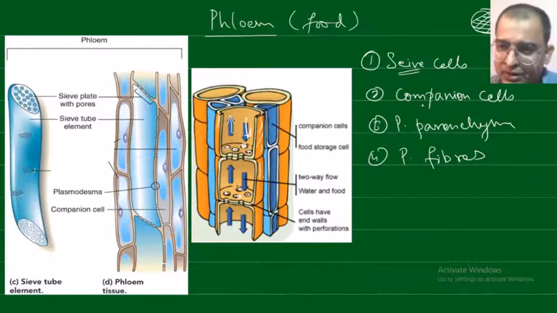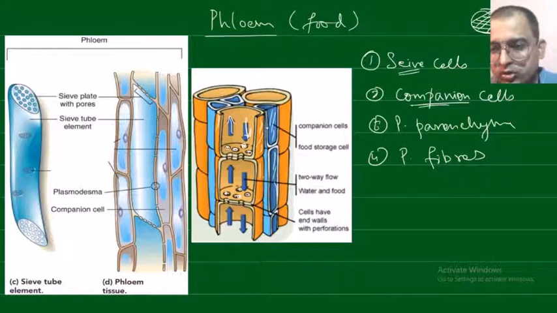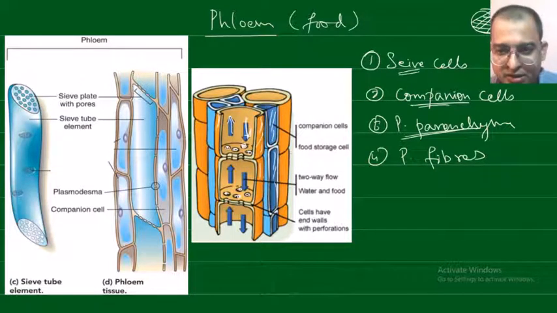The companion cells are adjacent here. These blue ones are the companion cells. They are adjacent to the sieve cells, and they also provide support and help in the conduction of food. The parenchyma is also a living tissue. These three are living. It is involved in the storage of food.